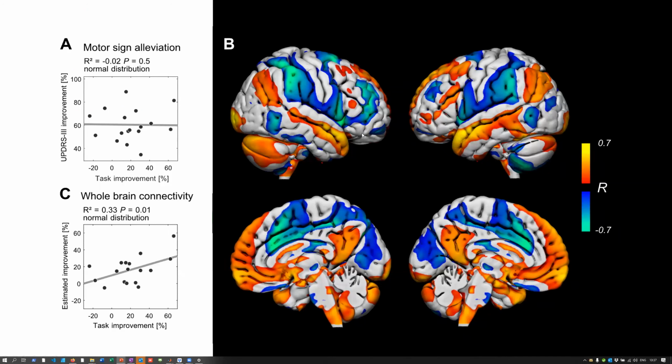Now we could, again, use a connectomic approach to identify brain regions that are associated with this improvement in learning. And this is a whole brain connectivity map that is kind of the profile associated with good learning. And the whole brain connectivity map could predict task improvement. Again, sorry, I have to maybe explain again. This is the connectivity from the active DBS contacts, that when they are switched on, which network do they affect, and how does this relate to the improvement in motor learning. And this profile could predict motor learning.